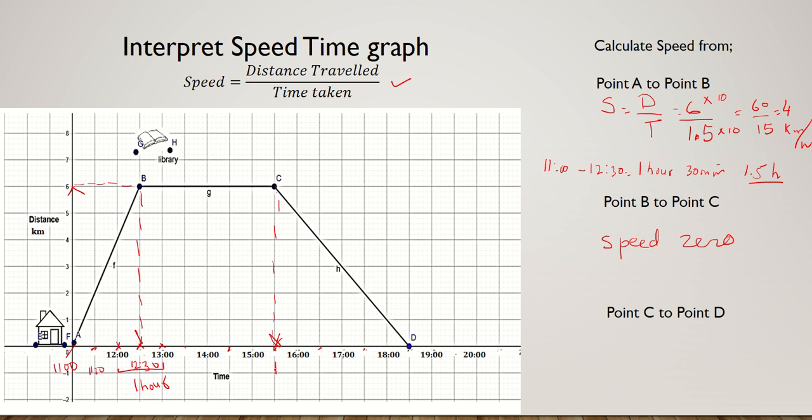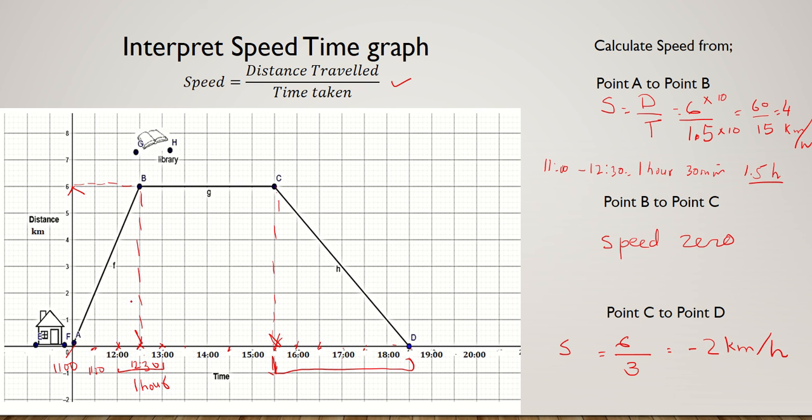Now from this point till this point, what is the time? Each box is of 30 minutes. 1, 2, 3, 4, 5, 6. Six boxes make 3 hours. So the time is 3 hours and the distance is 6, and the speed, because it is going backward, is minus 2 kilometer per hour.